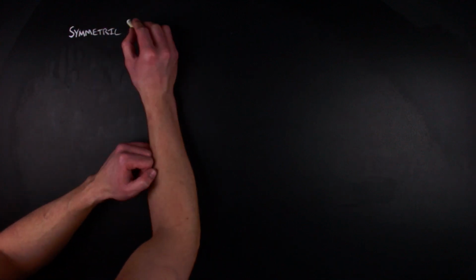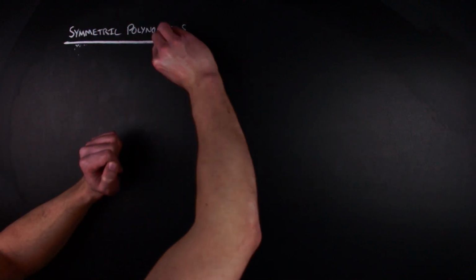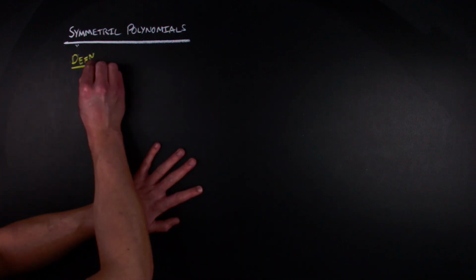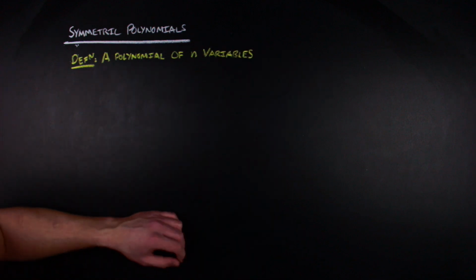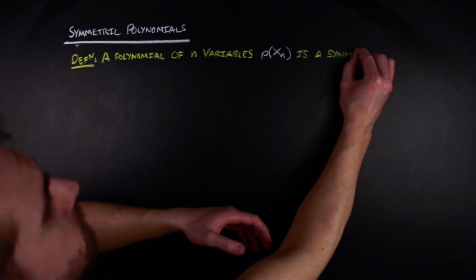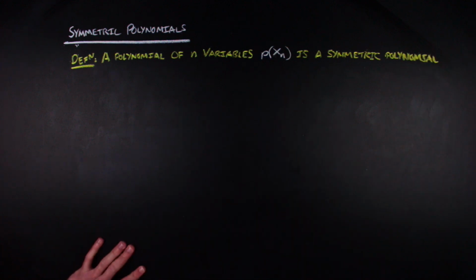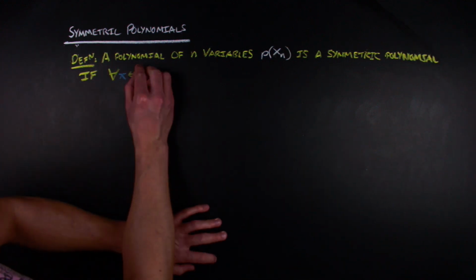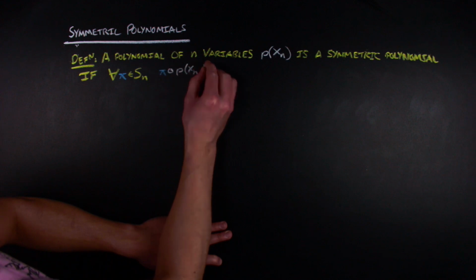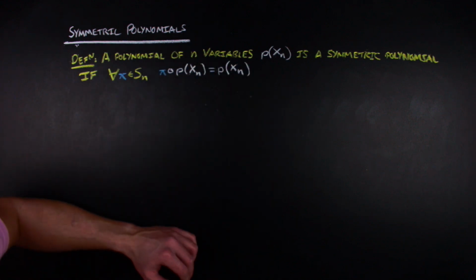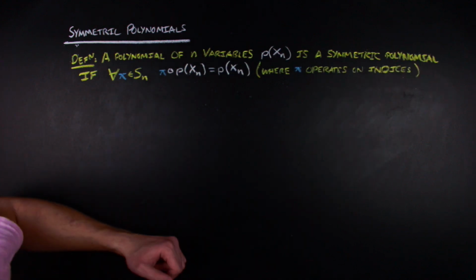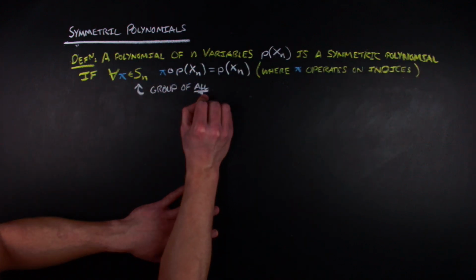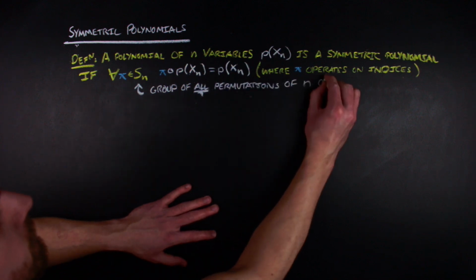polynomials. So a polynomial of n variables, p of big X sub n, where the big X sub n just represents x1 all the way through xn being placed in there as variables, is a symmetric polynomial if for every pi that is just some shuffling of those n variables, we have that pi composed with the polynomial is just equal to the original polynomial that we started with. And again, this is where pi either operates on the variables themselves or the indices of the variables, which will effectively be working on the variables, as we'll see here in a second.